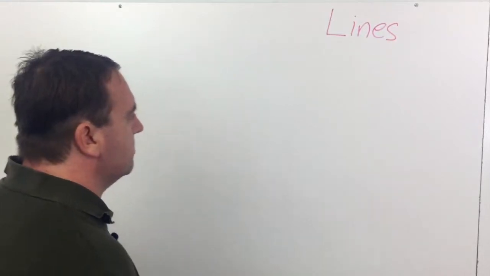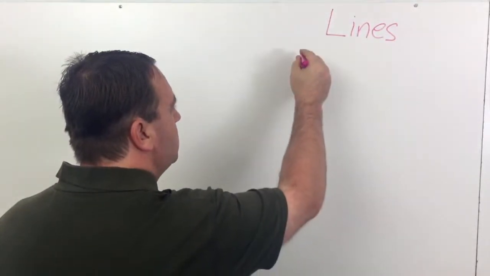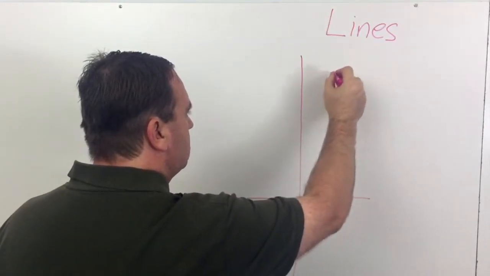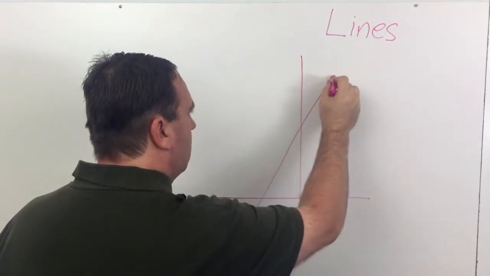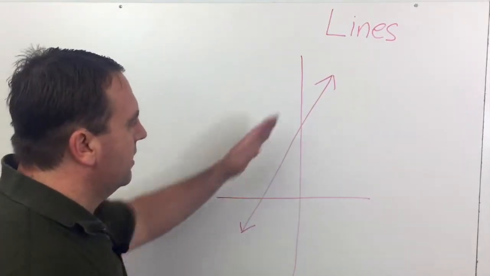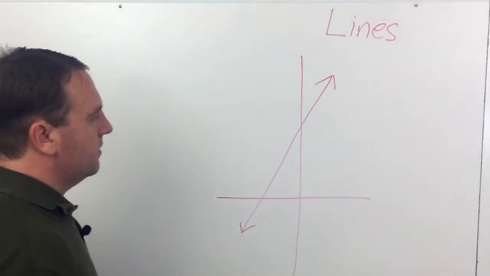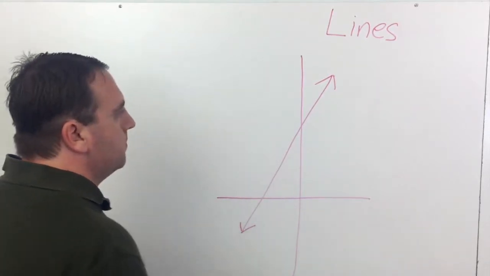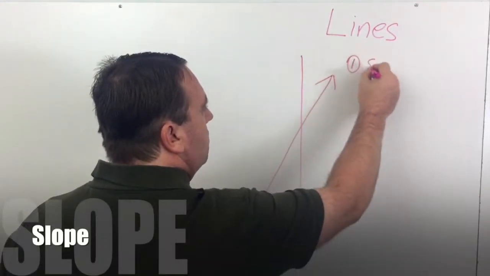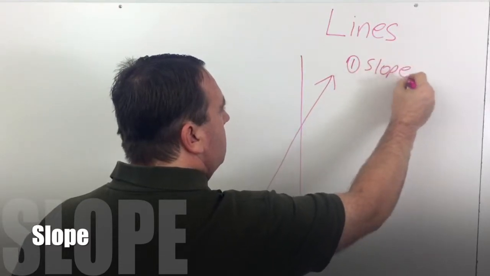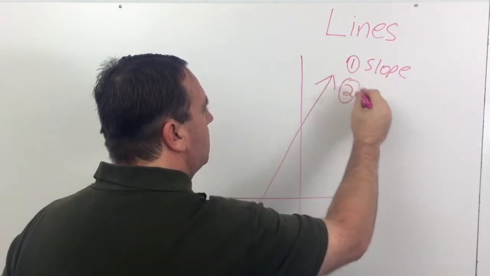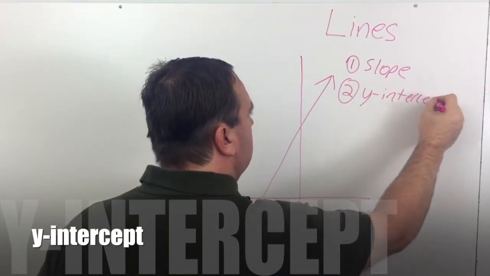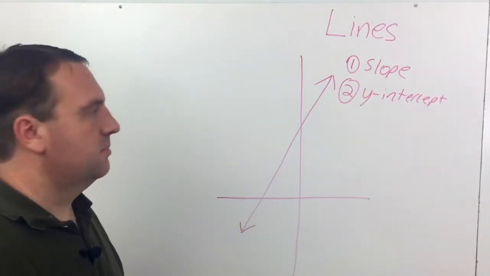So lines, what is a line? Well, if you imagine a graph, a line simply stretches somewhere on that graph. It's a straight line. Now, there's a few important pieces. You can identify any line by its slope and its y-intercept. So let's talk about those two concepts.